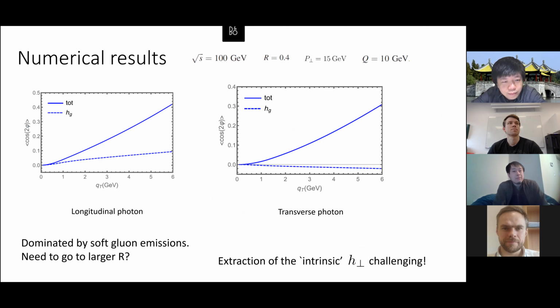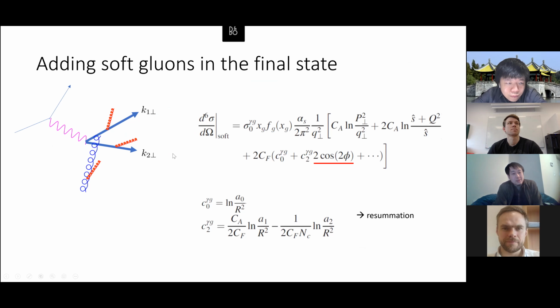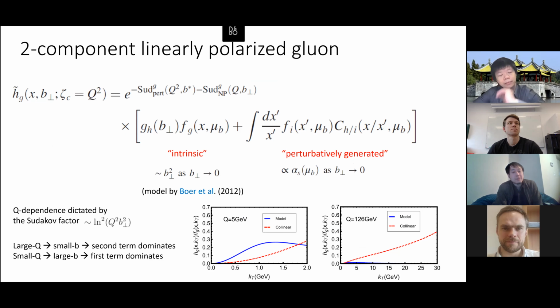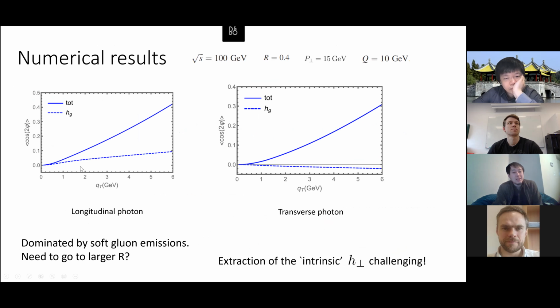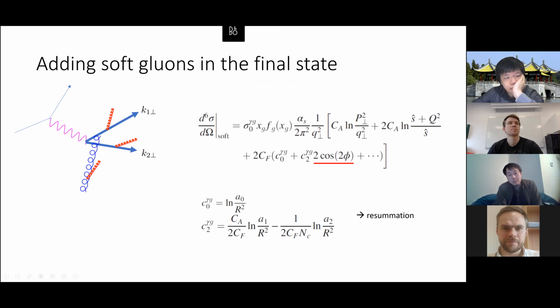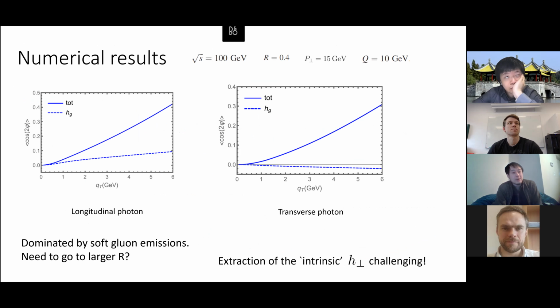And here's the numerical result for the EIC kinematics. You see this total contribution, the solid line, and this dotted dashed line is the sum of the intrinsic and the perturbatively generated components. And you can see that the cosine 2 phi is completely dominated by this final state gluon emission function. And this is the same both for the longitudinal photon and also the transversely polarized photon. So this makes the extraction of the intrinsic h perp quite challenging.